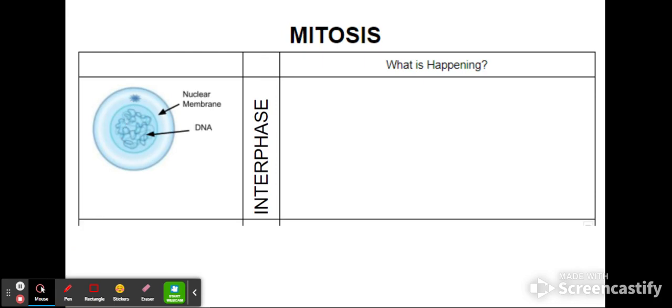So here are our bullet points. There's going to be 5. So first important thing is the cell's not dividing. So in interphase, when it's not in mitosis, when it's doing all of its other stuff, it's not dividing. The only time it's dividing is in mitosis. So cell is not dividing.